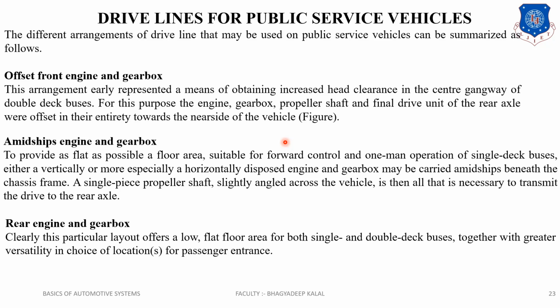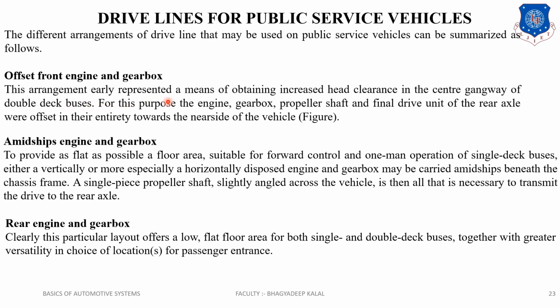Another is the drive lines for the public service vehicle. Which type of drive line do we use in a public service vehicle? The different arrangements for drive line are summarized in the following: offset front engine and gearbox is one type of drive line, amidships engine and gearbox, and another is rear engine and gearbox. These three types of drive line we use in the public service vehicle.